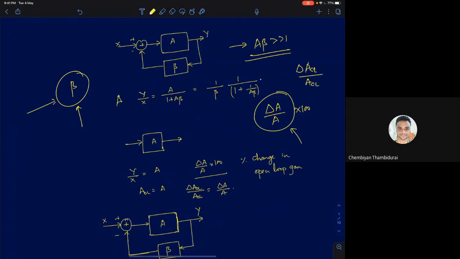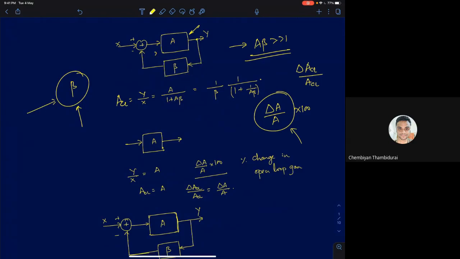So ACL here is given by A upon 1 plus A beta. A here is your open loop or the forward path transfer function. Beta is your feedback factor. We said that if we can feed the output signal back to the input, back to the forward amplifier, then we get a lot of advantages out of this.